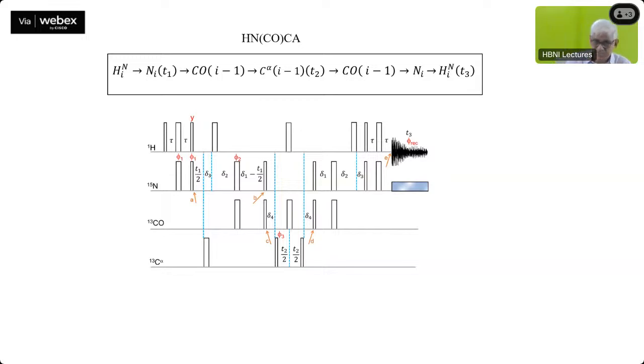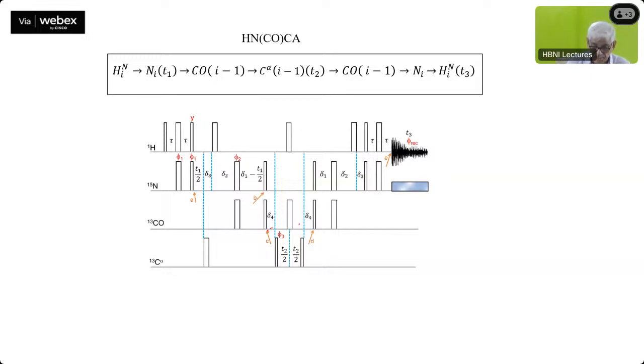This also I schematically explained to you earlier, HNCOCA. Here you start from the amide proton, go to the nitrogen 15, and from the nitrogen, this is the T1 period here. During this period of the T1, you go to the carbonyl. Now you apply a pulse to the carbonyls, nitrogen 15 and the carbonyl, and so the magnetization comes here in the carbonyl, the carbonyl of residue I minus 1.